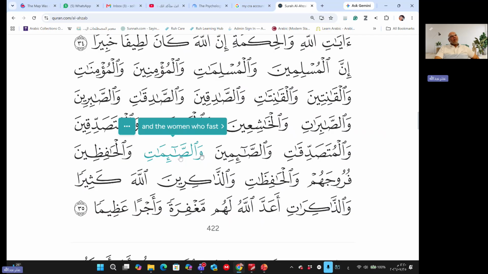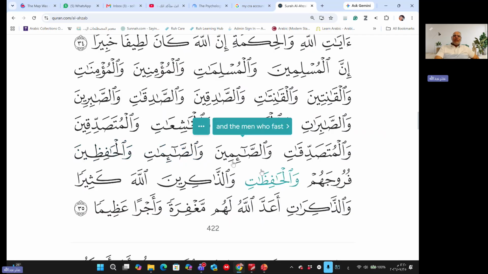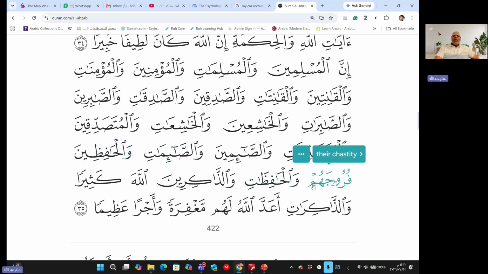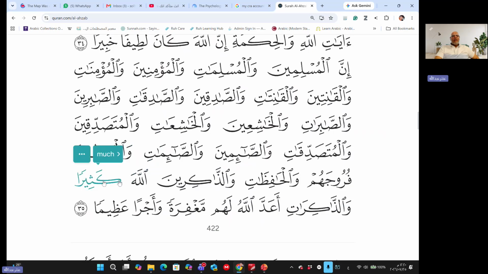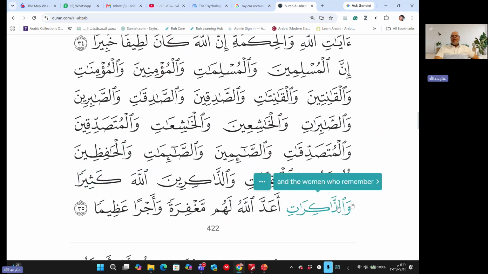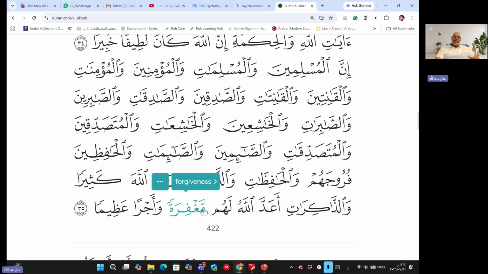wal-sa'imati, women who fast, wal-hafidhina furujahum, men who guard their chastity, wal-hafidhati, women who guard it, wal-dhakirina, men who remember Allah a lot, wal-dhakirati, women who remember Allah a lot. You see, subhanallah, all of these groups, Allah has prepared for them forgiveness and a great reward.